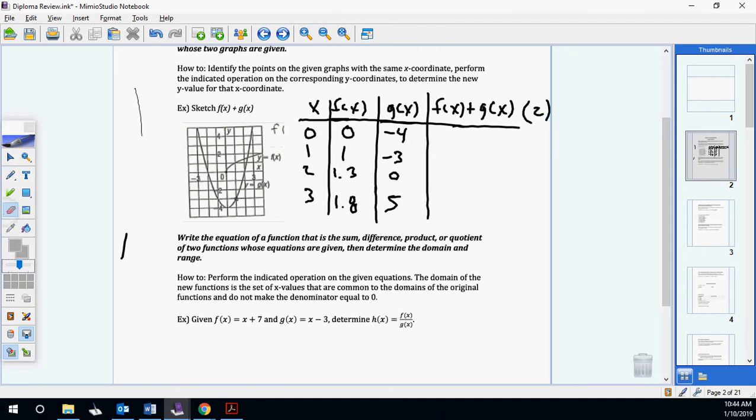So we'll erase this because we're going to do all of them. f of x plus g of x at these 4 points: 0 plus -4, so it's -4 at 0. What that means is the function f of x plus g of x at 0 is -4. At 1, it's -2. At 2, it's 1.3. And at 3, it's 6.8. So again, the x values don't change. The outputs are what change.